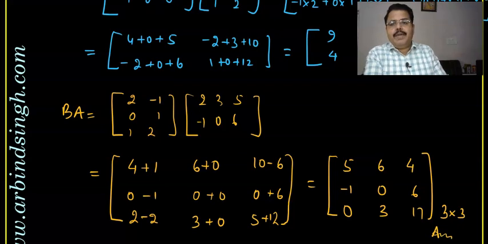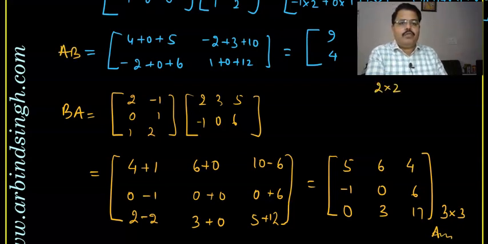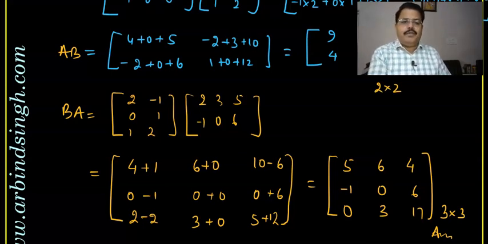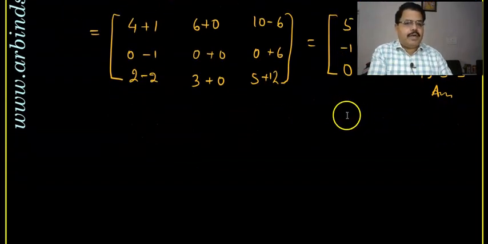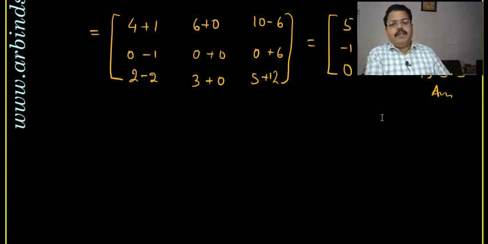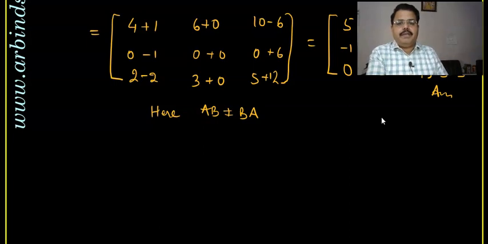So here the output of AB was of 2 into 2 order, and here BA is of 3 into 3 order. So obviously there is no comparison. They are not of the same order. So although AB and BA are both conformal for product, they are not equal. So it is not necessary that AB and BA are equal. Here AB is not equal to BA.